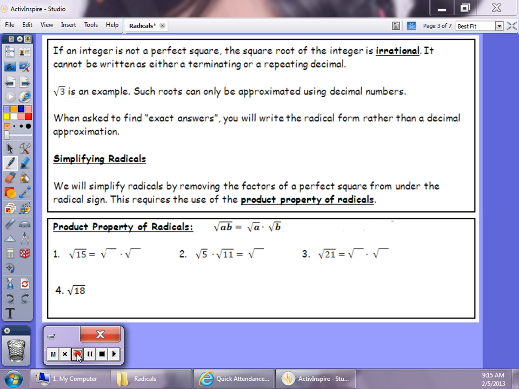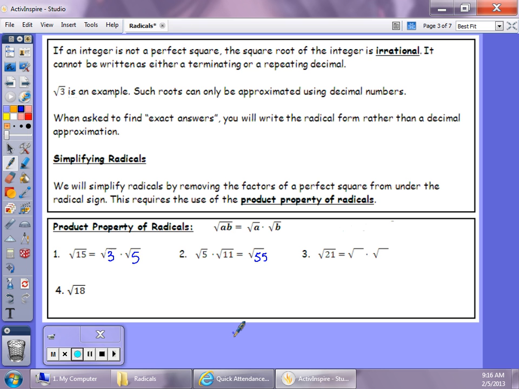So let's take a look at the first example, which is root 15. Root 15 can be broken up into root 3 times root 5. And as you can see, root 3 and root 5 do not contain perfect squares, so therefore we know root 15 is simplified. This also works backwards. So you can take root 5 times root 11 and turn that into root 55 in order to simplify. So we know that root 55 does not contain any perfect squares since 5 and 11 do not contain perfect squares either.